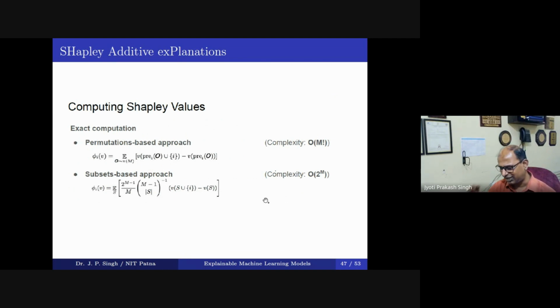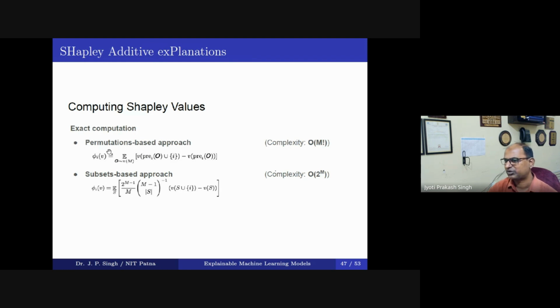Computing is really tough. That's the problem. In fact, if you have quite a good number of features, then most of the time you will see that your computing resources are exhausted with this Shapley value computation. So nowadays a lot of research is coming up to improve the computation of the Shapley values. How we can make the computation of the Shapley value faster.